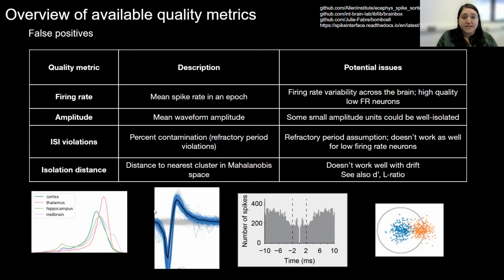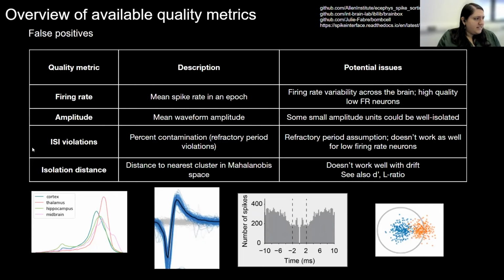And you can see that there are differences in the firing rates across these different brain areas. All right, you can also use an amplitude threshold, but a similar potential issue for that is that some small amplitude units could indeed be well isolated and you're just missing them if you have an amplitude threshold. Typically, people will just do peak minus trough to find the amplitude of the neuron, and then use a threshold for either the mean or the median of the amplitude.